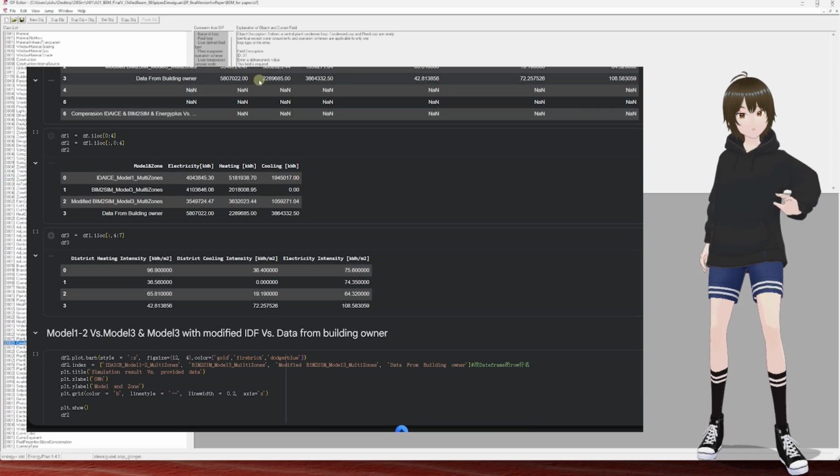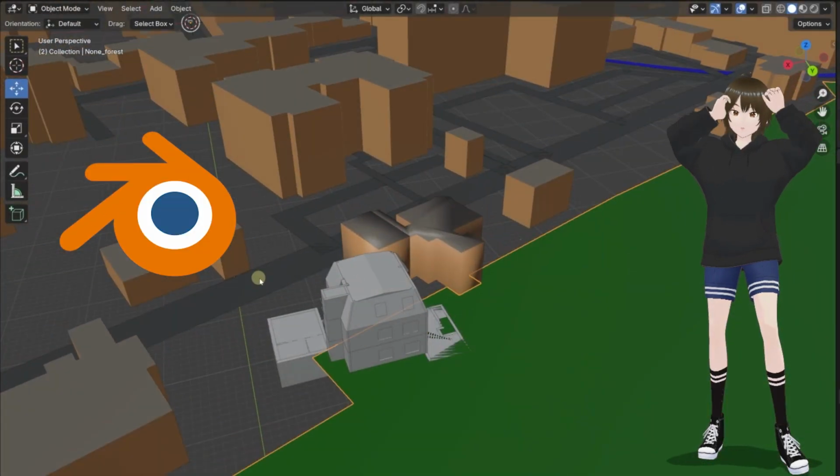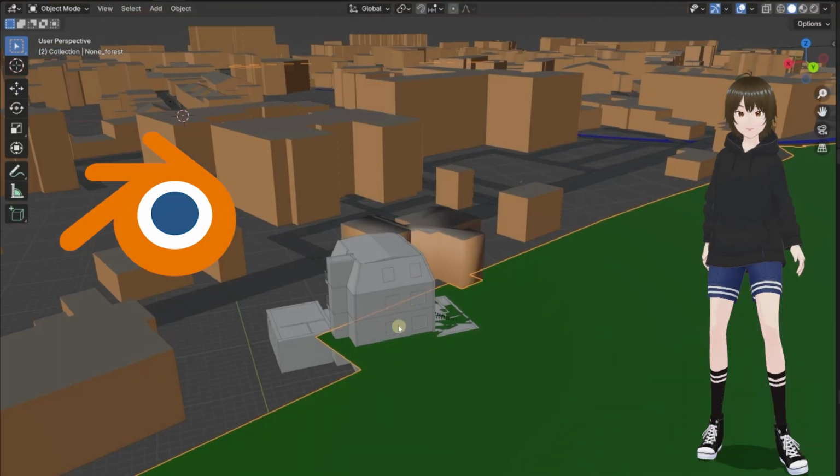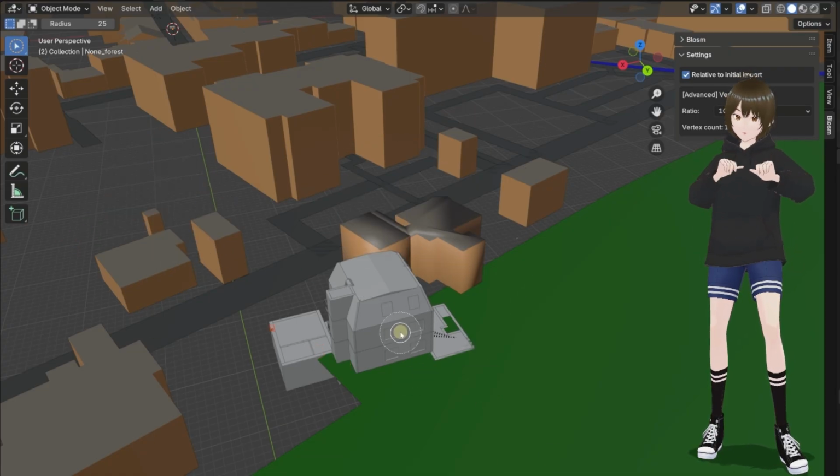To make the simulation results easier to understand, I sometimes use Blender for 3D visualization, and I also play around with Unreal Engine for rendering or simple interactive demos.